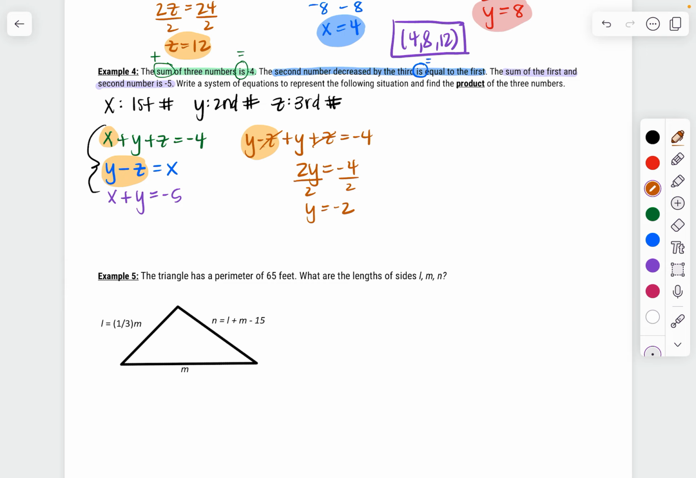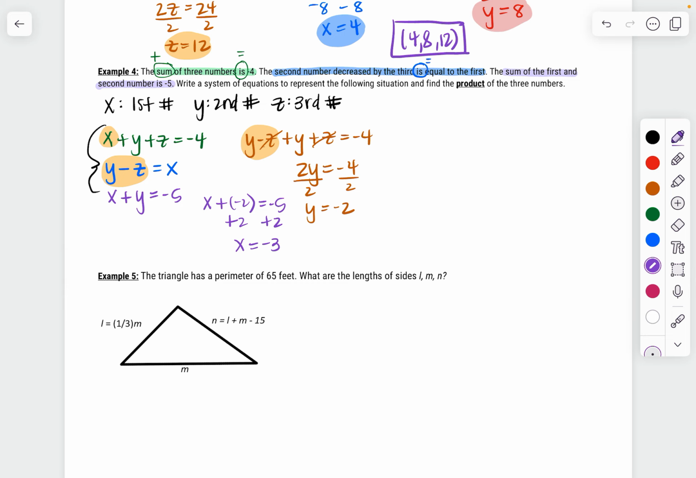Then I'm going to go in, and since I know what y equals, I'm going to take that last equation, and I'm going to have x plus -2, which is the same thing as x minus 2, is equal to -5. I'm going to add 2, x should be equal to -3. So I have two of the three numbers that I'm supposed to have.